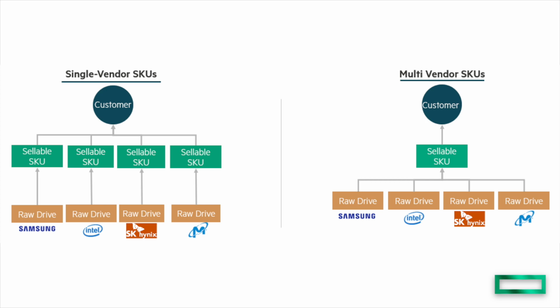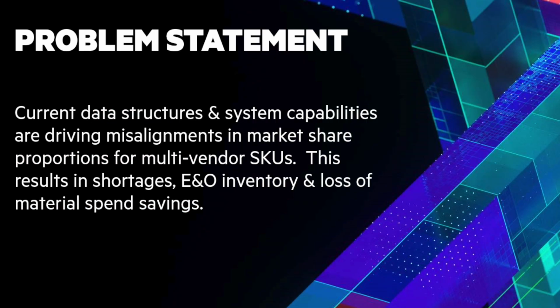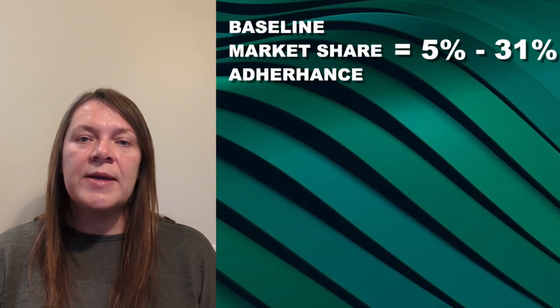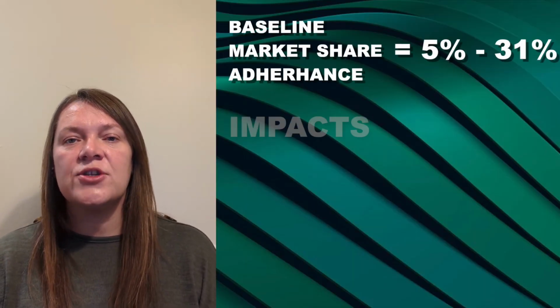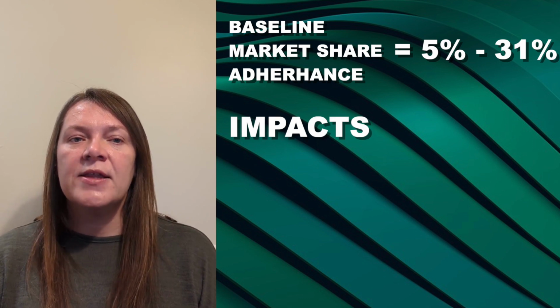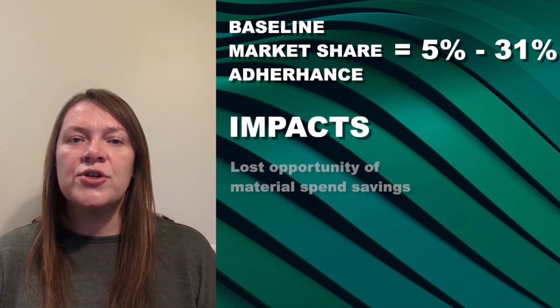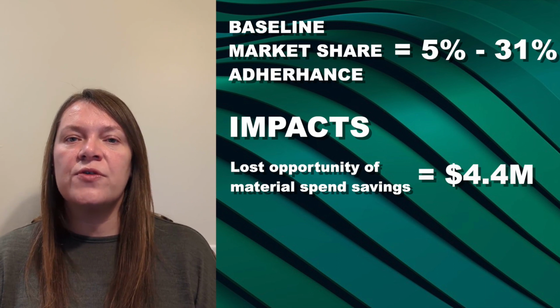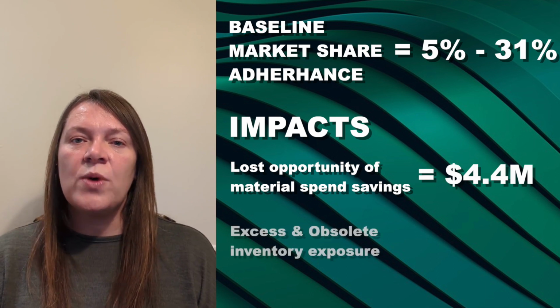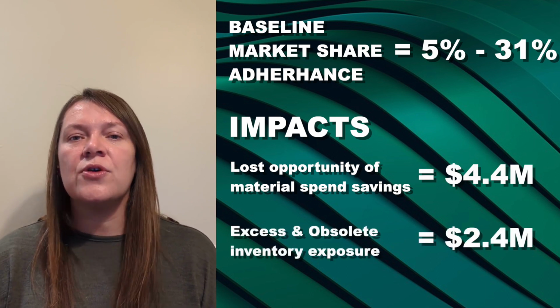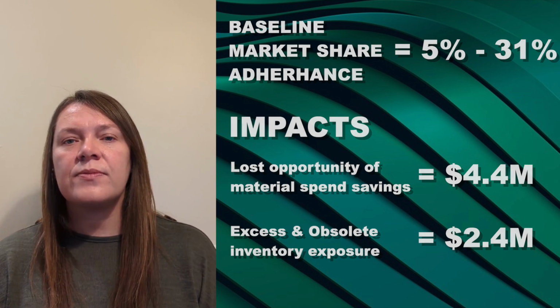Today, our data structures and system capabilities are driving a misalignment in the market shares that are defined for any given product supplier combination. The current adherence to market shares is in the range of 5 to 31%, which not only impacts our supply base but has a financial impact on HPE. In the last year, we've seen a lost opportunity of $4.4 million worth of material spend savings, as well as an additional $2.4 million worth of E&O exposure.